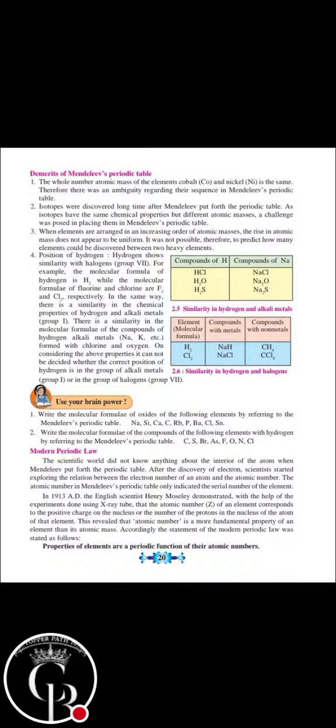The demerits of Mendeleev's periodic table are: first, the elements cobalt and nickel have the same whole number atomic mass. As a result, there was an ambiguity regarding their sequence in Mendeleev's periodic table.